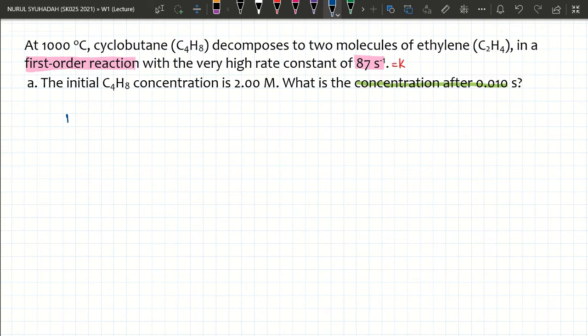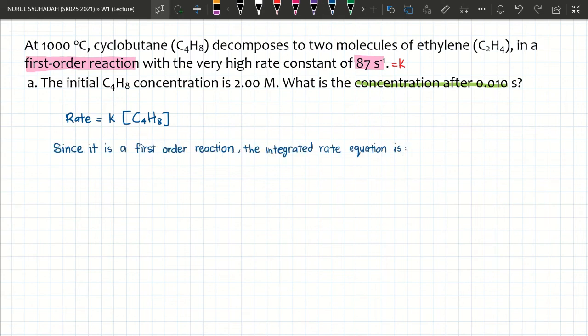Since it's a first order reaction and our reactant is cyclobutane, you can write the rate law as: rate equals k times the concentration of C4H8 to the power of 1. You don't have to put the number 1. Now, the next step: since it is a first order reaction, the integrated rate equation that we're going to use is ln [C4H8]0 minus ln [C4H8]t equals kt.